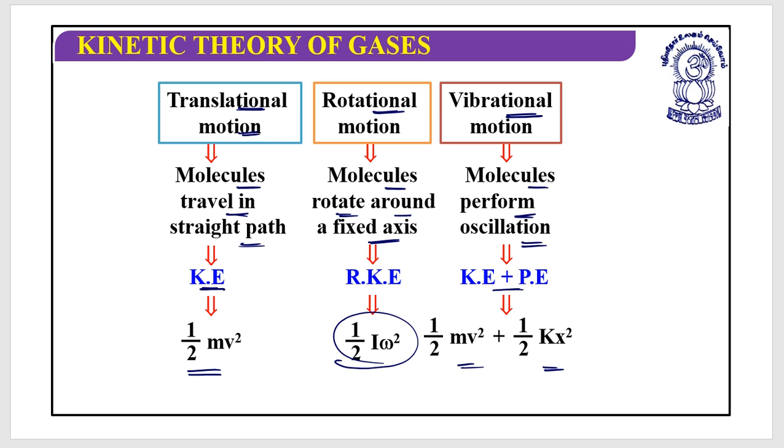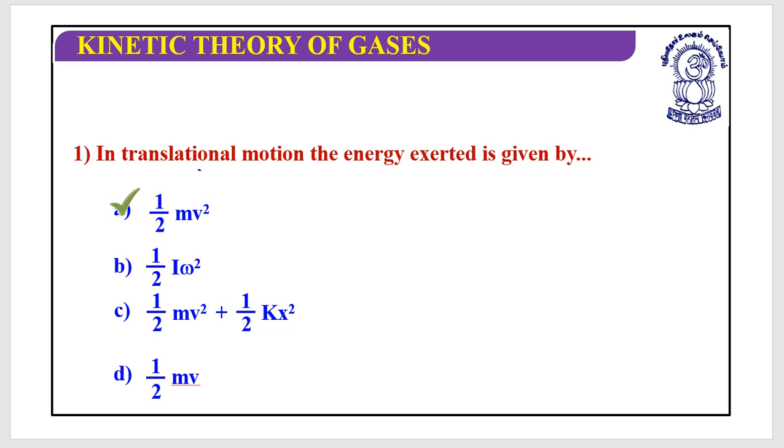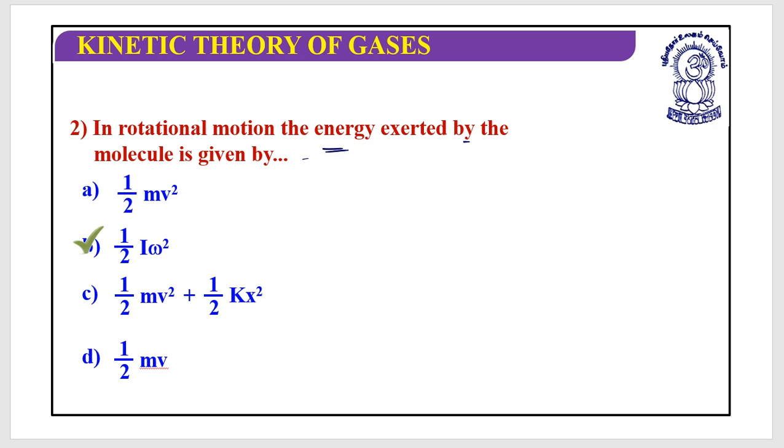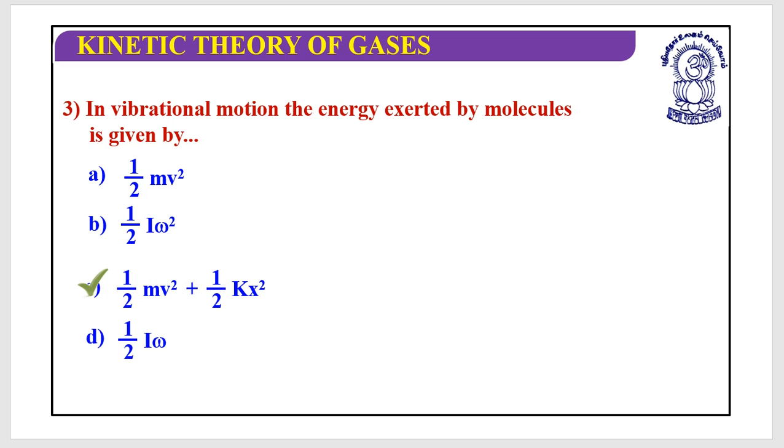No? Let's look at the quick questions. In translational motion, the energy exerted is given by half m v square, only translatory motion. In rotational motion, the energy exerted by the molecule is half I omega square only, no translatory motion. In vibrational motion, the energy exerted by molecules is half m v square plus half k x square. I hope this is clear.